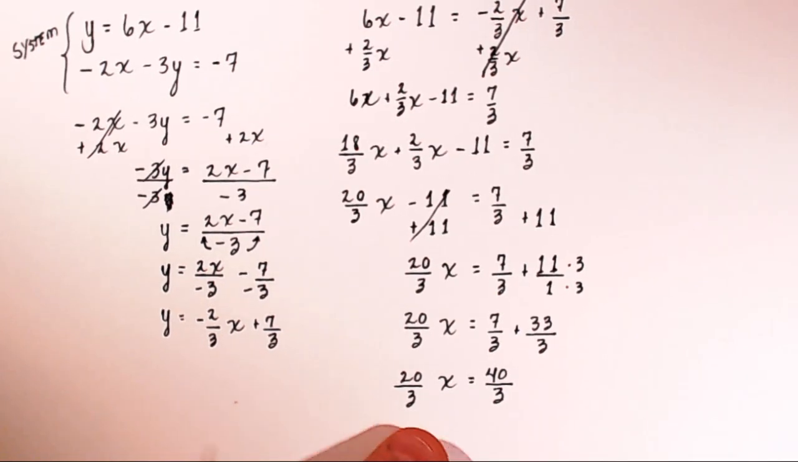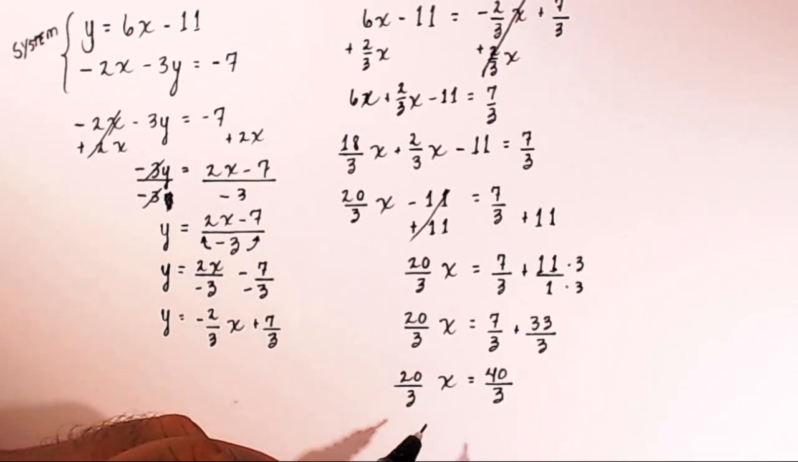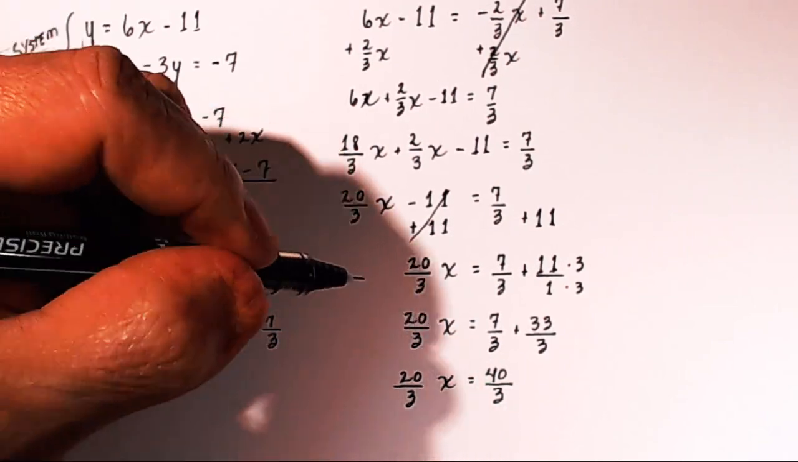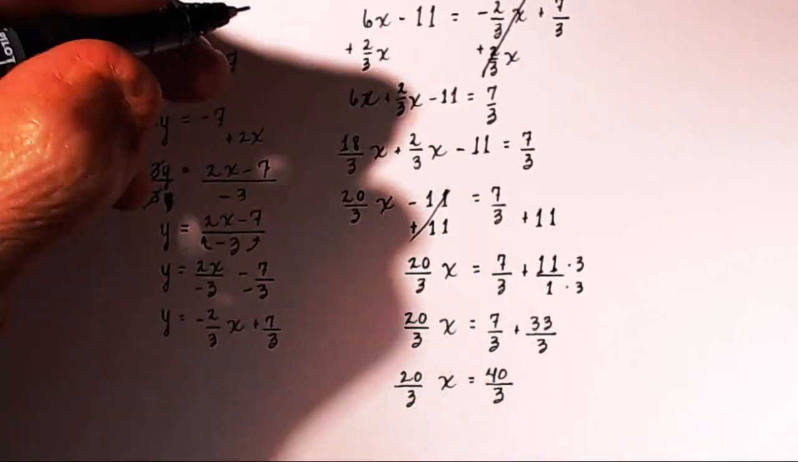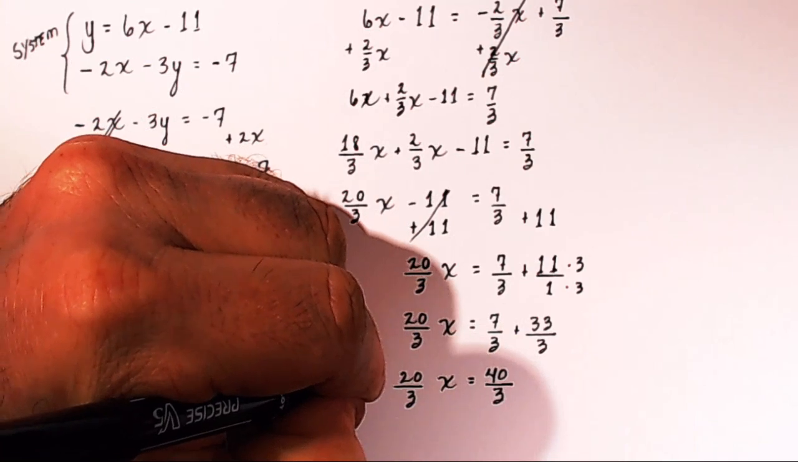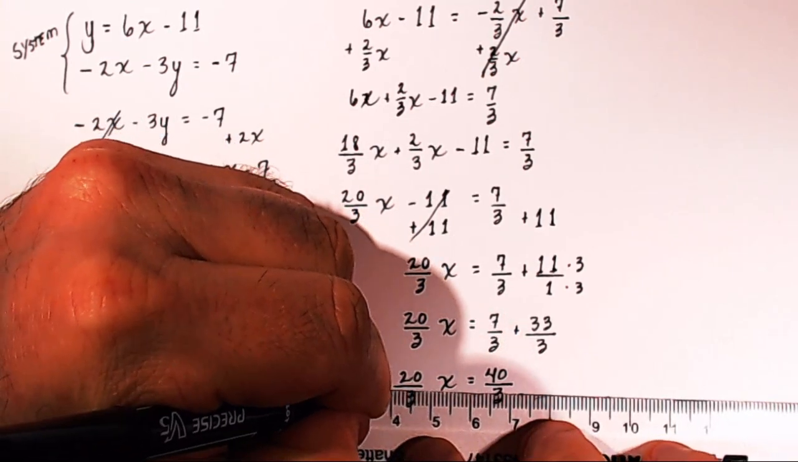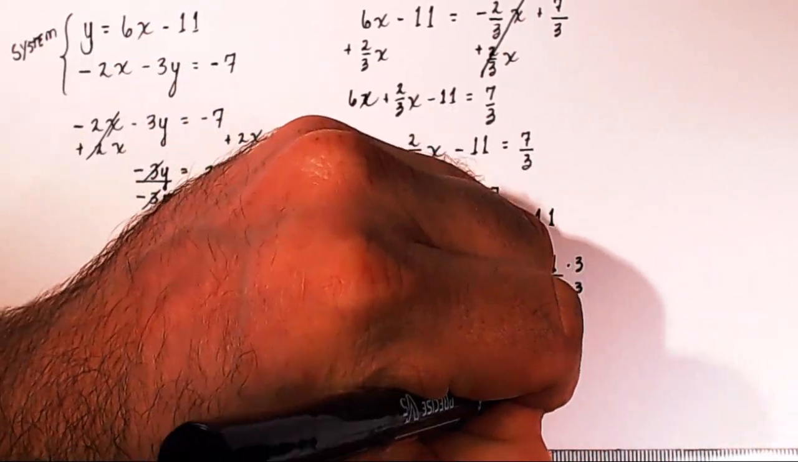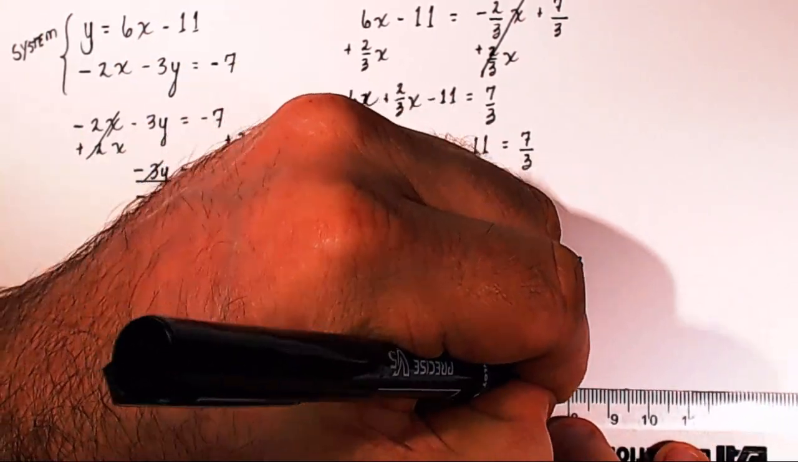Okay, so now how do I get rid of the 20 thirds x? I want x by itself. So I multiply 20 thirds by its reciprocal on both sides. The reciprocal of 20 thirds is 3/20ths. And I'll do that to both sides.